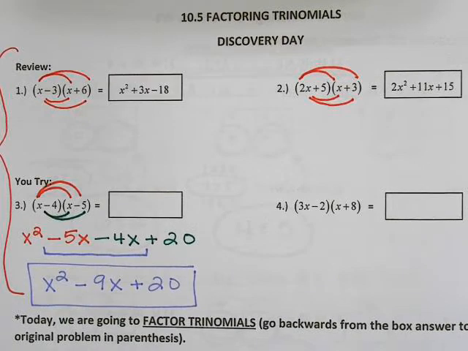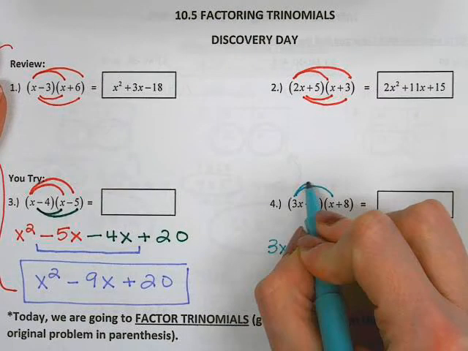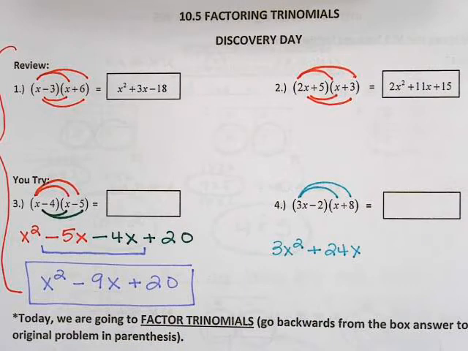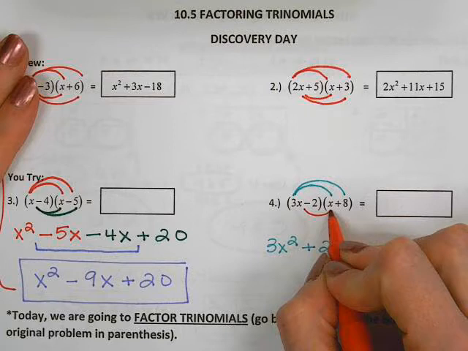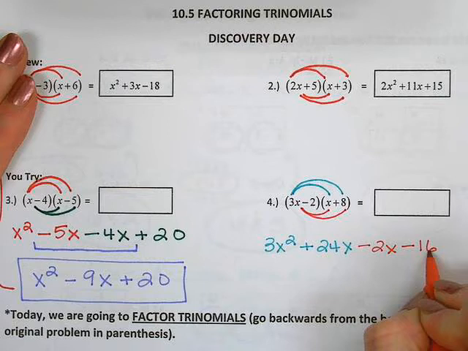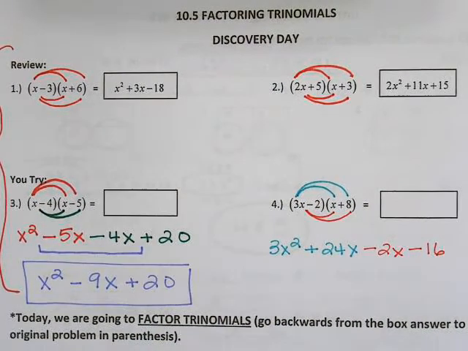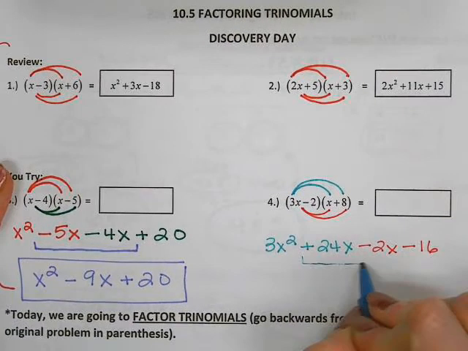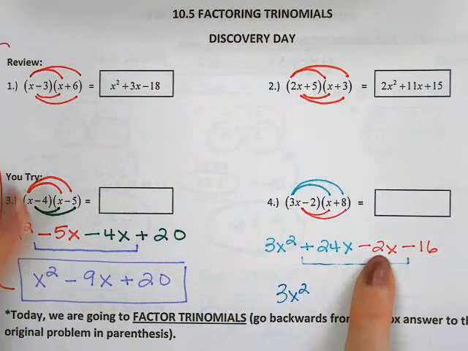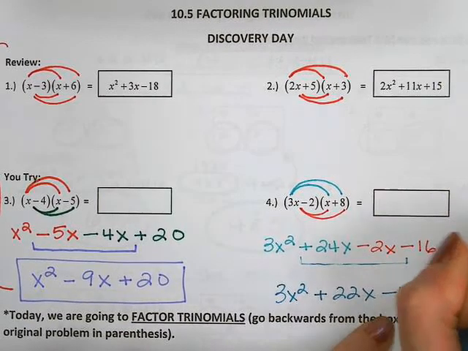And then number 4, same thing. 3x times x is 3x squared. 3x times 8 is 24x. And then we do the same thing with the negative 2. Negative 2 times x is negative 2x. And negative 2 times 8 is negative 16. And then we add like terms. We're left with 3x squared. Now if you add 24 minus 2, that's 22x, and then we have minus 16.